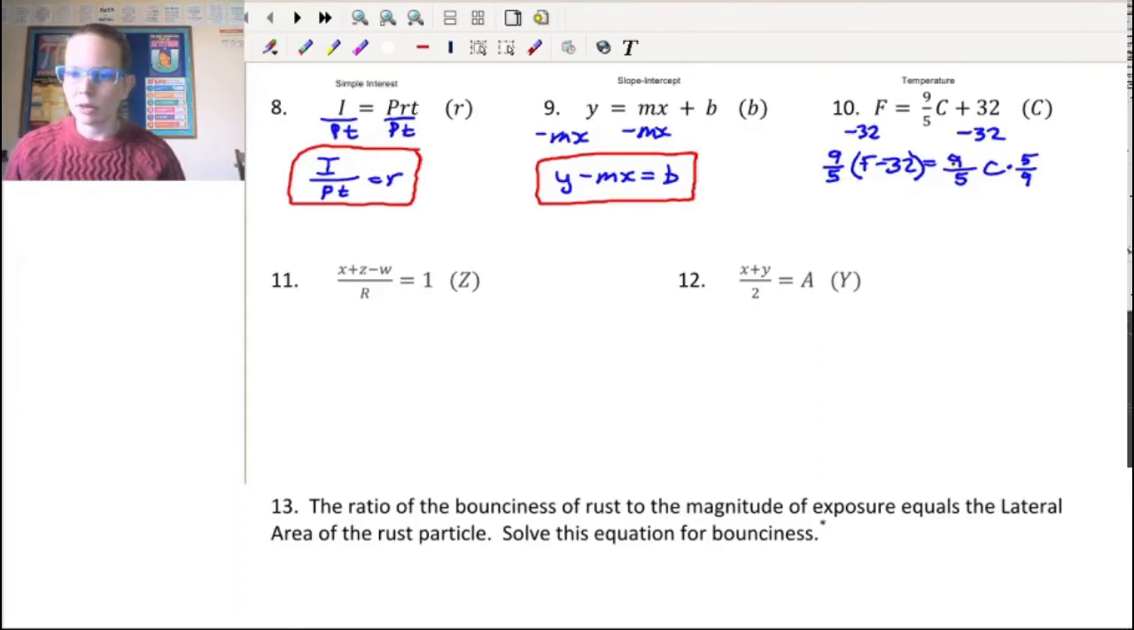And on the right-hand side, the 9 and the 9 cancel, the 5 and the 5 cancel, leaving me with just my c. I could distribute this 9/5 to the x, the 9/5 to the 32, but it doesn't really gain me anything, so I'm just going to leave it like that: 9/5 times f minus 32, and call that a day.